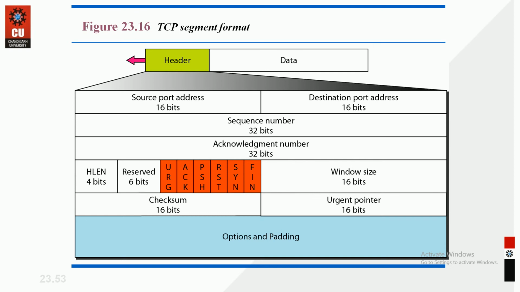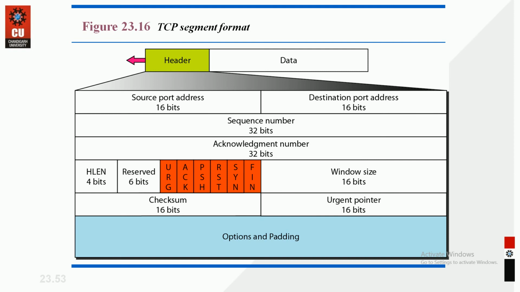HLEN is used to define the header length. Reserved is used for further use. Window size is used for flow control. Checksum is used for error detection. Urgent pointer is used when we need to send some kind of urgent data. Pointer is some kind of reference that points to data that urgently needs to be transferred.